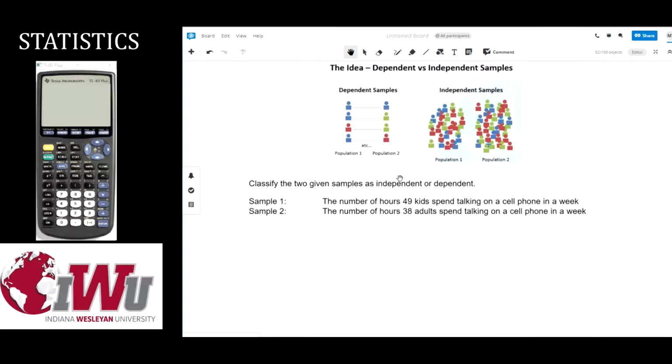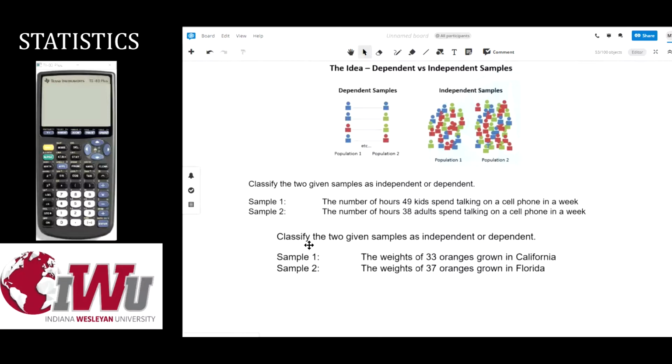All right, so again, we have kids, we have adults. They don't really affect one another. Now, I know some parents out there will probably say, well, my kids, I restrict their cell phone use, so it really depends on what I say. Well, in this type of research, we're just looking at kids, and they might not be your kids. These kids might not be related to these adults at all. So we're just going to look at what these samples say: 49 kids, 38 adults, and how much they spend talking on the cell phone each week. They're independent samples. They don't affect one another.